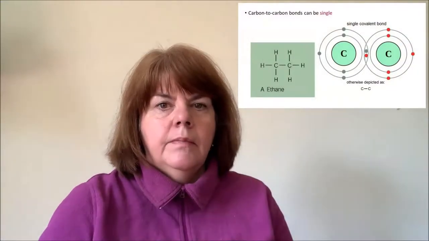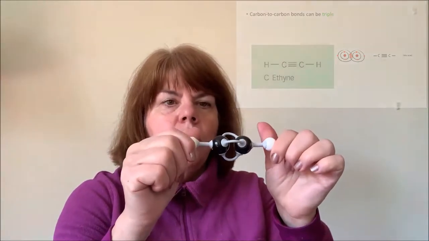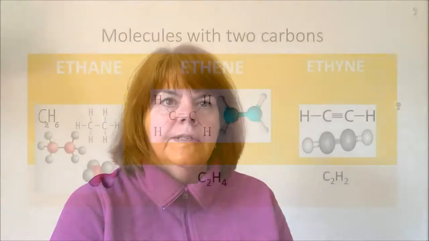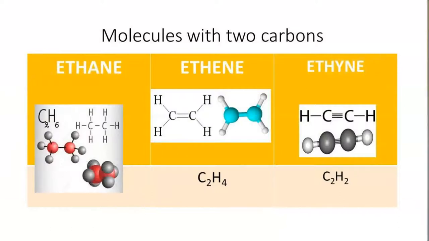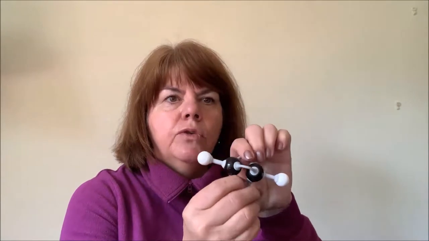Ethane has two carbons with a single bond between them. Ethene has two carbons with a double bond between them. And ethyne has two carbons with a triple bond between them. Did you notice anything about the number of hydrogens on each molecule? As the molecules change from saturated ethane to unsaturated ethene, and then more unsaturated ethyne, you should have noticed that the number of hydrogen atoms decreases.